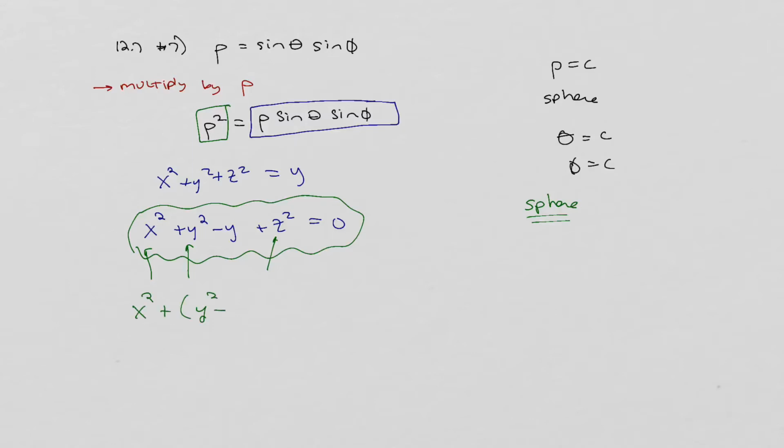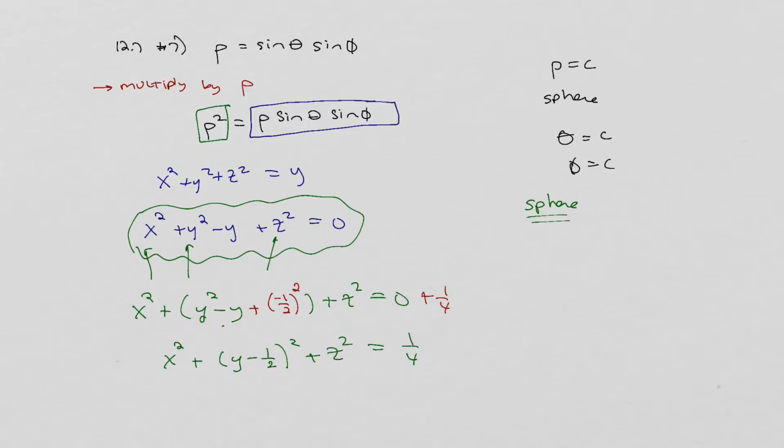Now, if I want to get a little more information, I could try to complete the square on these y's to get the center and radius. Remember, if you complete the square, you look at the number in front of the y, which in this case is a -1. You take half of that number, square it, and add it in. So on the left-hand side, I've added in a fourth, so I'll add a 1/4 to the right-hand side. Then I'm left with x squared plus y minus 1/2 squared plus z squared equals 1/4.